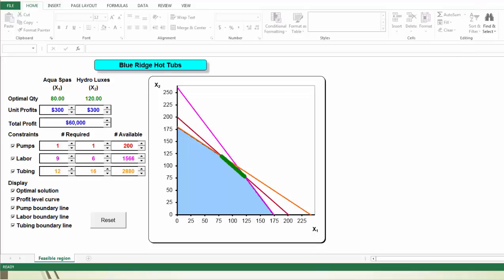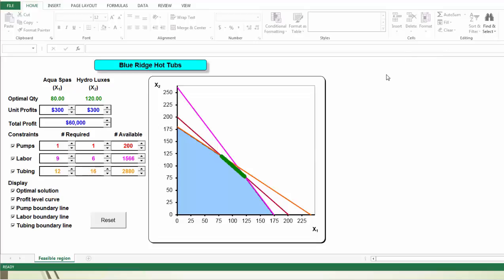When the unit profit of Aquaspar is also $300, the original optimal solution, (122, 78), remains to be optimal, but it is no longer the unique optimal solution. As you probably see over here, another optimal solution is (80, 120). As a matter of fact, any point on this line segment will be also optimal. This is the case we call alternate or multiple optimal solutions.